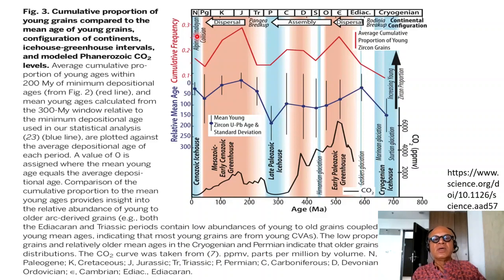So we talked about weathering rates being affected by these events, but there were also flood basalts and so on. So magmatism and degassing would have been affected as well.